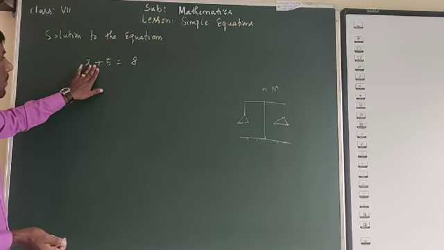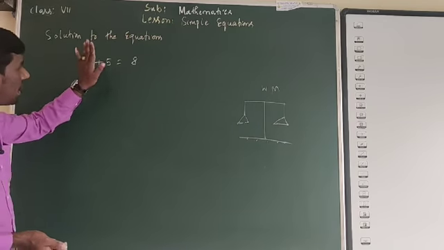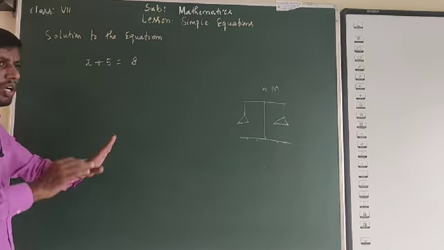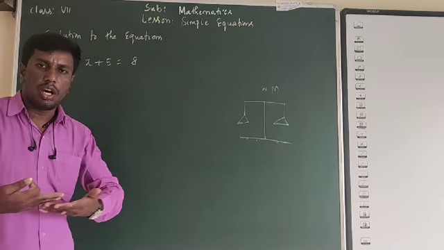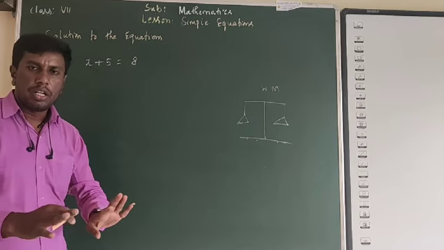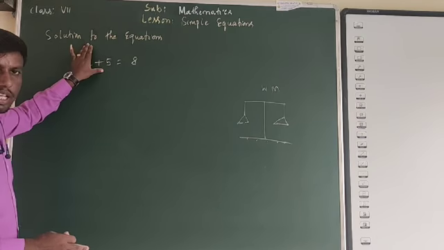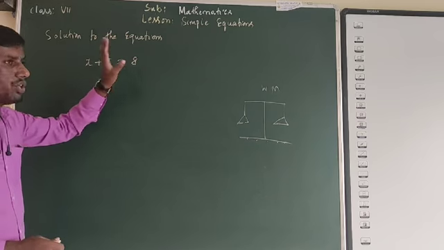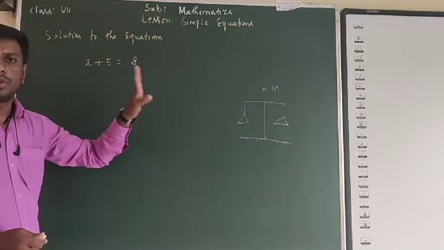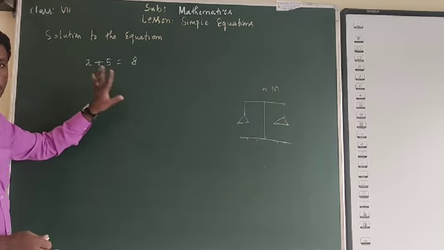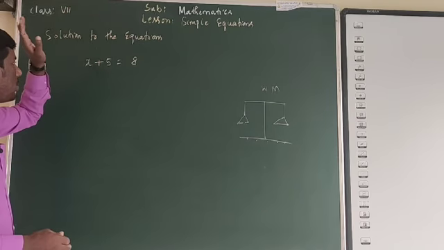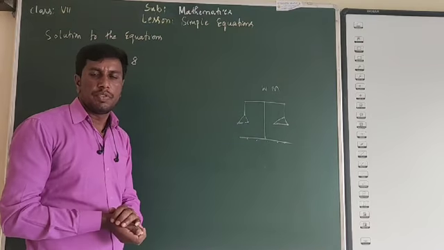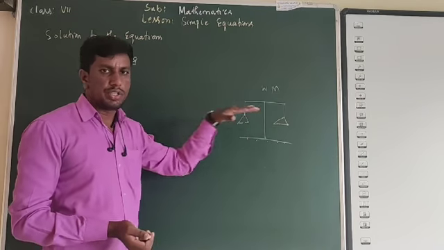If you add something to both the LHS and the RHS, the equation will not change. It will stay in the horizontal position. But if you add it only to the LHS and not the RHS, the equation will change. That we should not do. If you are adding something to the equation, you need to add it to the LHS as well as the RHS, like in a weighing machine. Then only it is horizontal.